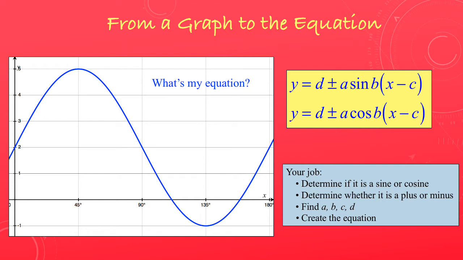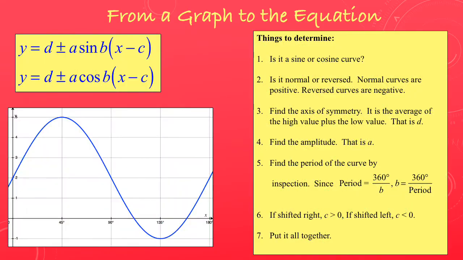First, we have to determine whether we're going to use the sine or cosine form. We're going to have to decide whether we're going to use a plus or minus. And then finally, we will find A, B, C, and D and put it all together into one equation. Here are some things we must determine in order to generate the equation of our sinusoid. First question, is it a sine or cosine curve? This is not quite obvious, and we will look at this in more depth in the next slide.